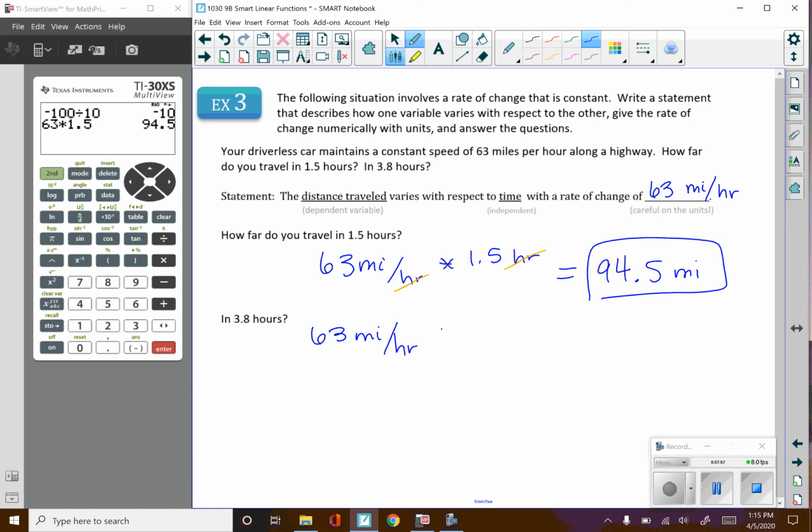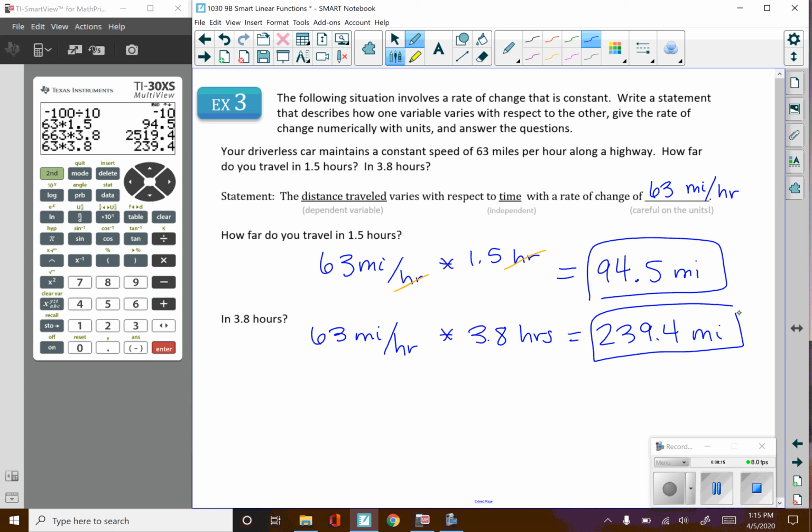And then for the second follow-up question, 3.8 hours, we would just follow that same pattern. 63 miles per hour is our speed. Multiply that by 3.8 hours, and we get 239.4 miles. And just watch the rounding statements in MyMathLab so that you get the right number of decimals on these answers.